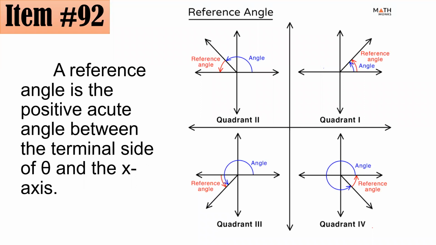But remember po natin, a reference angle is the positive acute angle between the terminal side of theta and the x-axis. So ganito po. If your angle is located in quadrant 1, then this is your reference angle. If the terminal side of your angle is located in quadrant 2, then the one here in red is actually your reference angle. If it is located in quadrant 3, either clockwise or counterclockwise direction po yan, dito po yung ating reference angle. And for quadrant 4, dito po siya makikita.